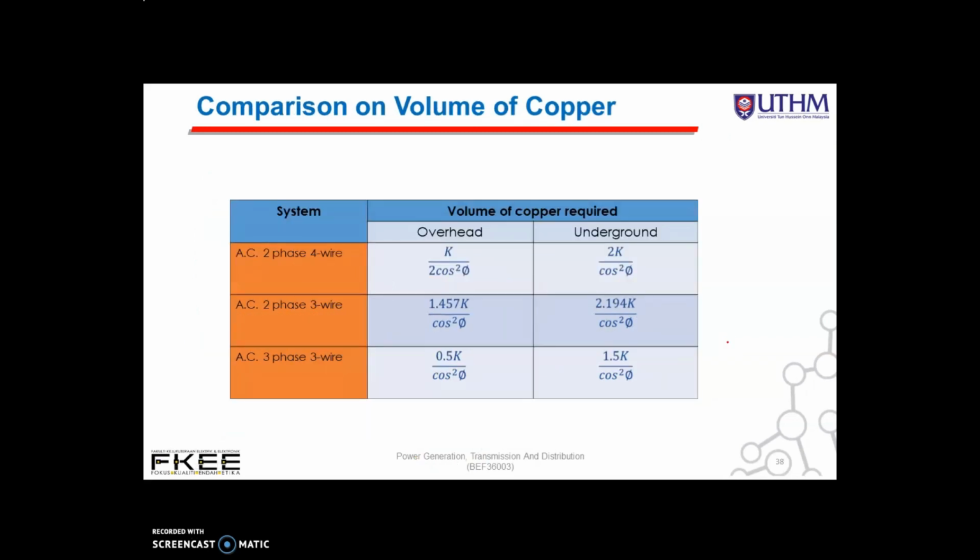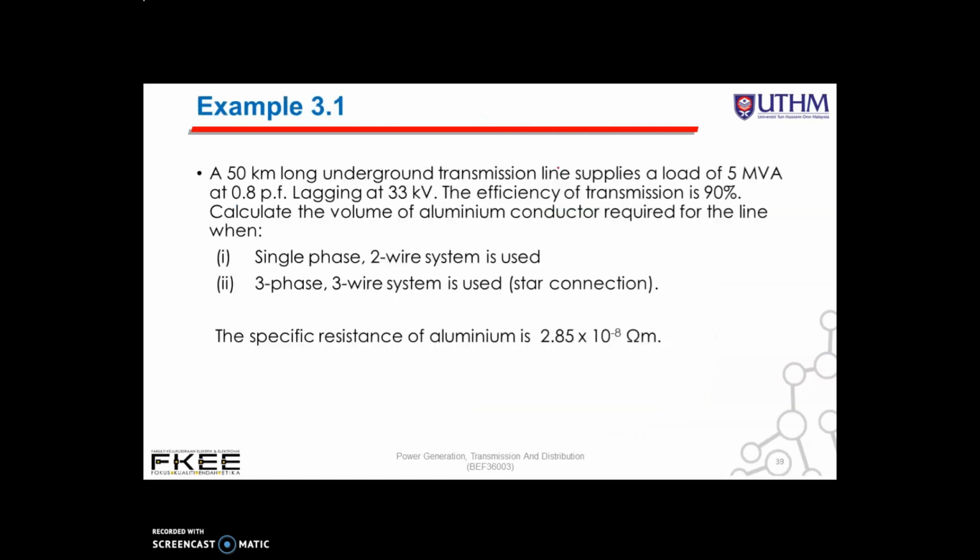Okay, this is the continuation from the previous slide, where we also have the AC two-phase 3 wire system, AC two-phase 4 wire, and also AC three-phase 3 wire. And this is all the equations for the volume of copper required for overhead and underground systems. Okay, we look on to example 3.1.